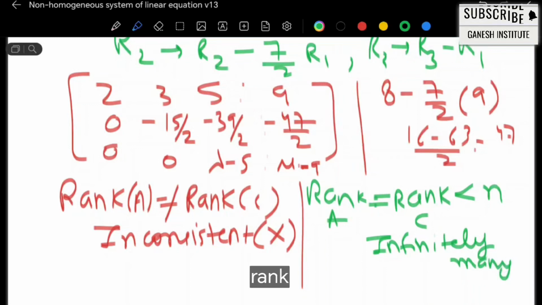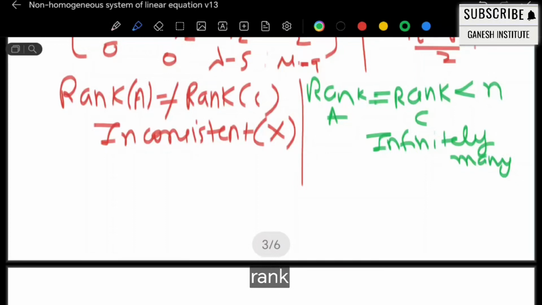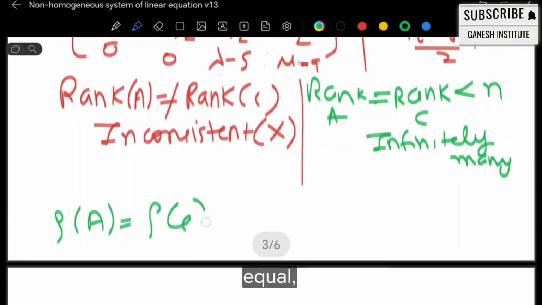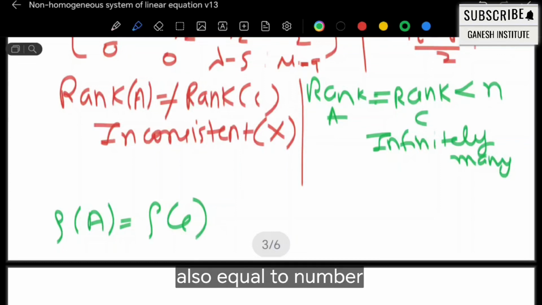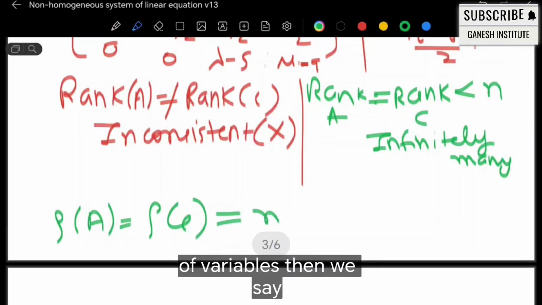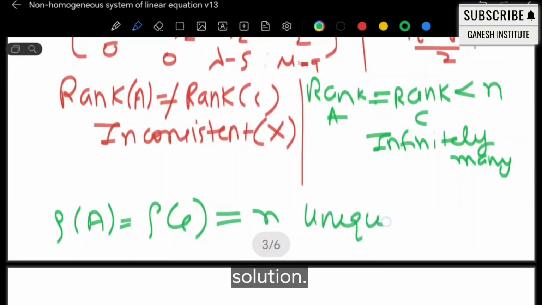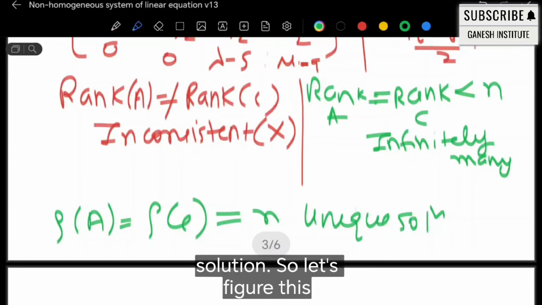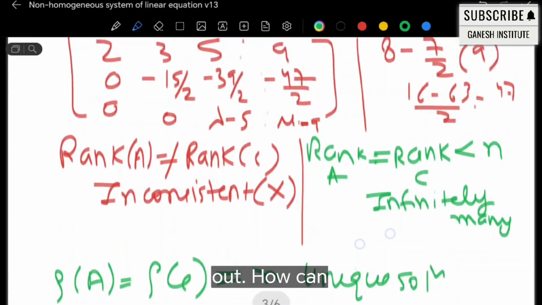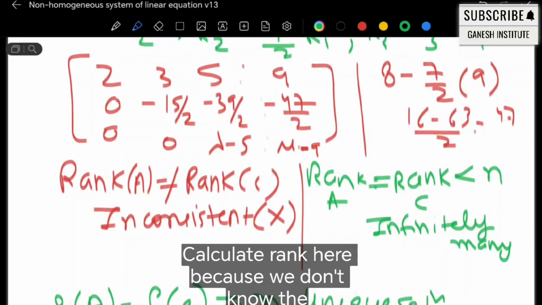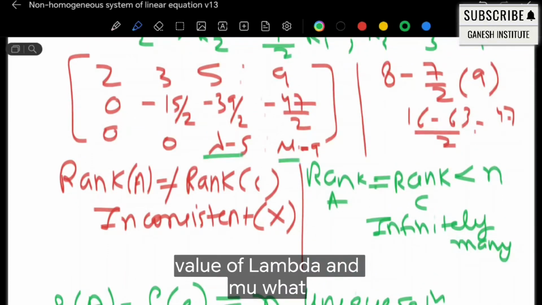And if rank is equal, but it is also equal to number of variables, then we say unique solution. Okay, unique solution. So let's figure this out. How can we calculate rank here? Because we don't know the value of lambda and mu.